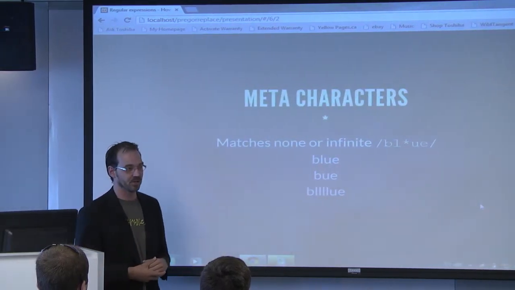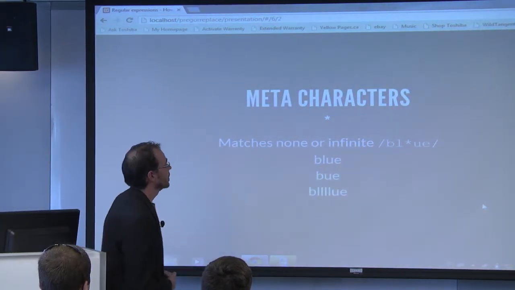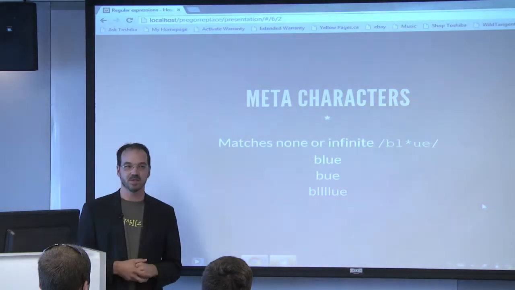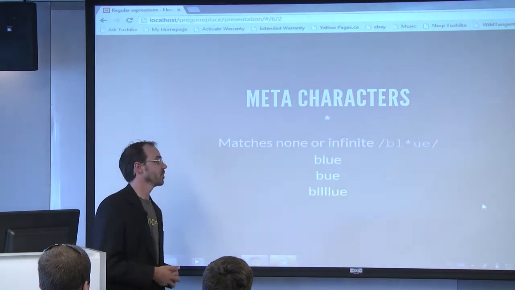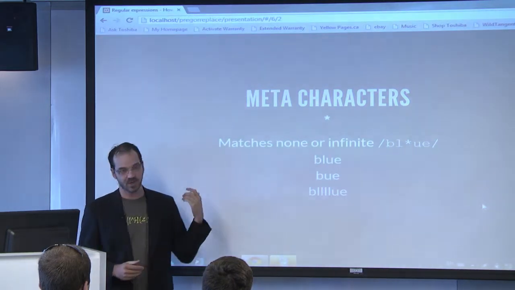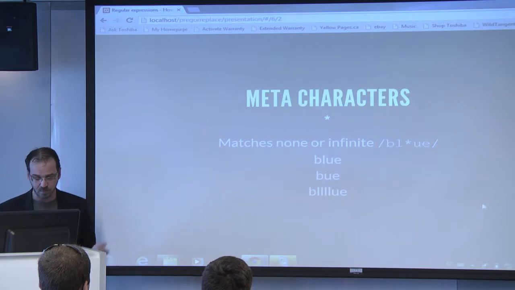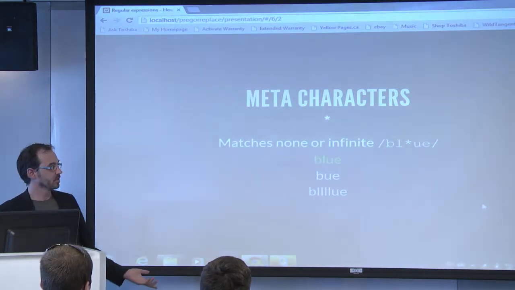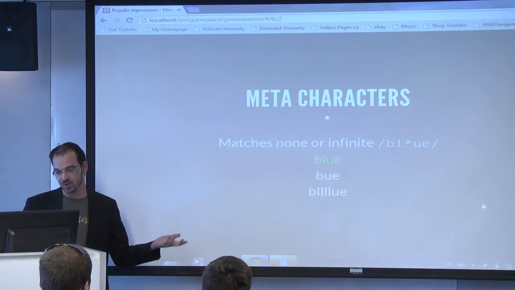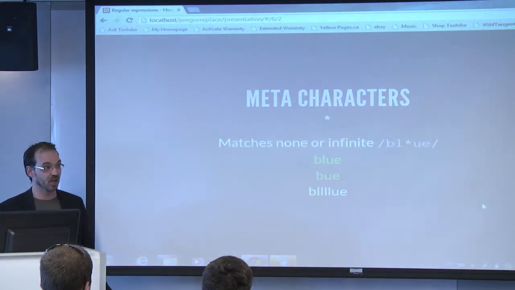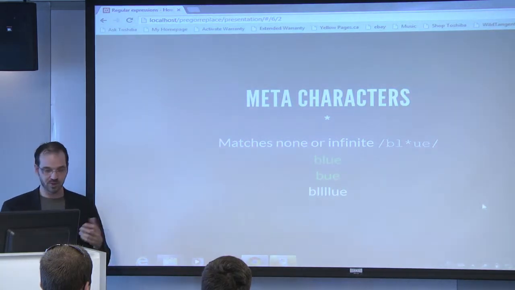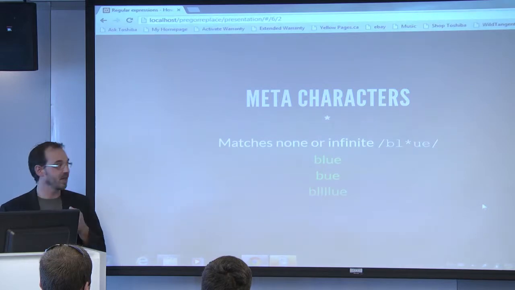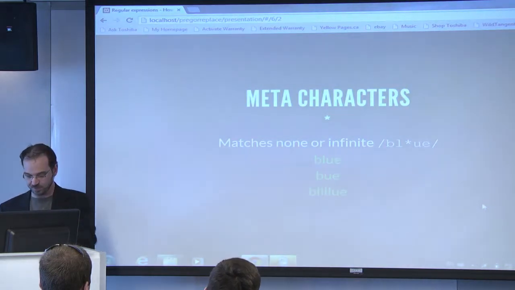Second meta character that I wanted to introduce to you today, the star. A star is basically the same thing as the plus sign, but it matches none or infinite of that character. So in this case, I have BL*UE. Let's go through the examples that I showed you on the last example. The first one matches, there's none or infinite L. The second one also matches. It didn't match last time because we wanted at least one. This time, we don't need one. So it matches. And BLLUE, it matches.